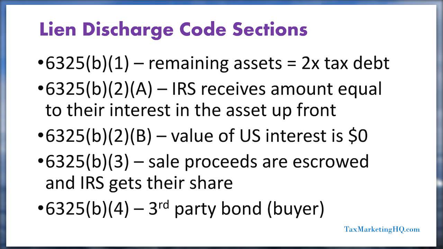Under 6325B1, this is a fairly common one that we will apply under. And the way that this works is that if the IRS agrees to let you take, for example, the boat out from under the tax lien, then whatever assets you have left have to be equal to 2 times what you owe. Okay, so let's say somebody owes $50,000 to the IRS, and the boat is worth $50,000.